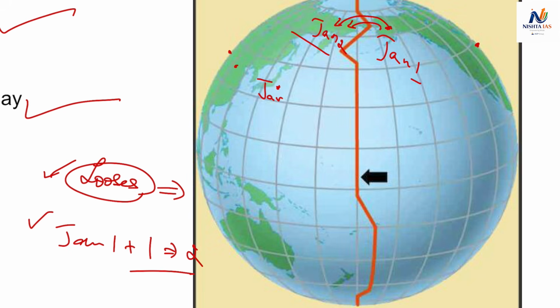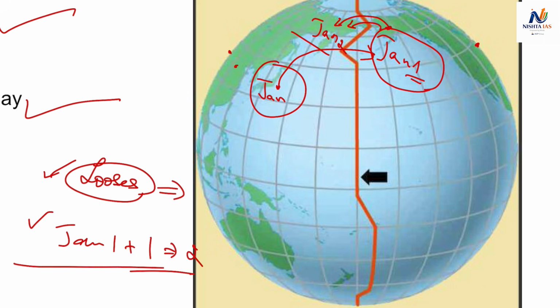Say for example, now I am in Japan. I had celebrated January 1st, Happy New Year, cut the cake, and then now I shift to Alaska, and when I shift to Alaska, I got the New Year again, cutting the cake again. So the day got added to me. That means the New Year day was a gain for me. I gained a day as and when I shifted from Japan to Alaska.